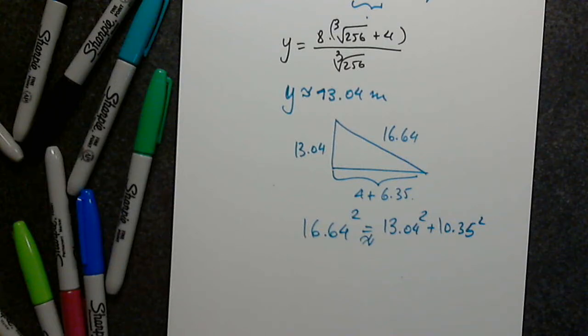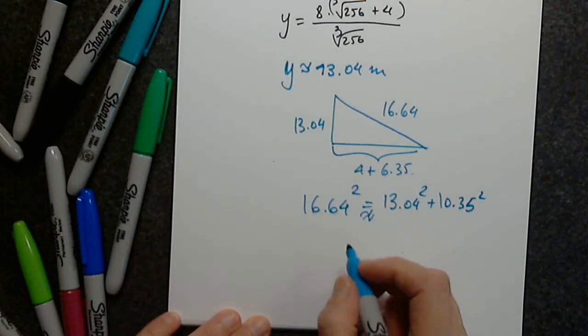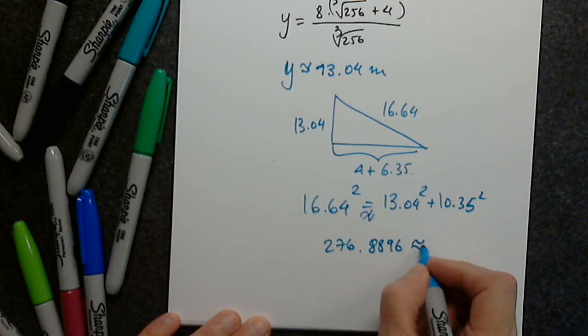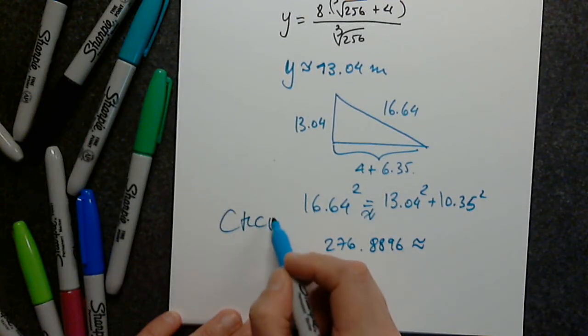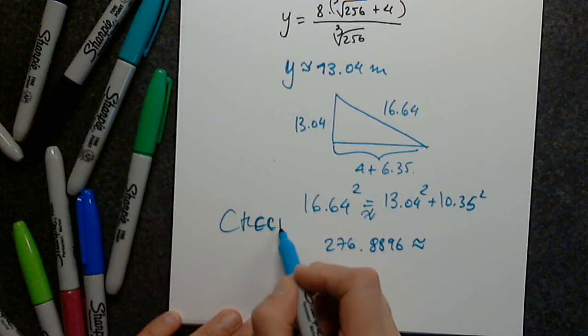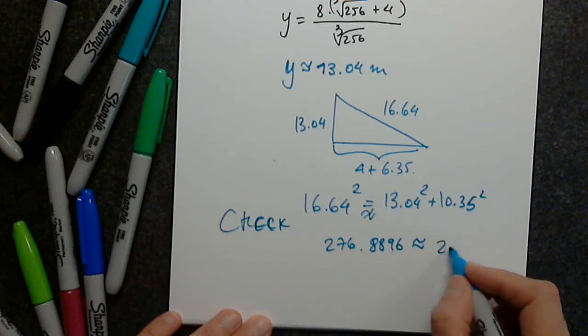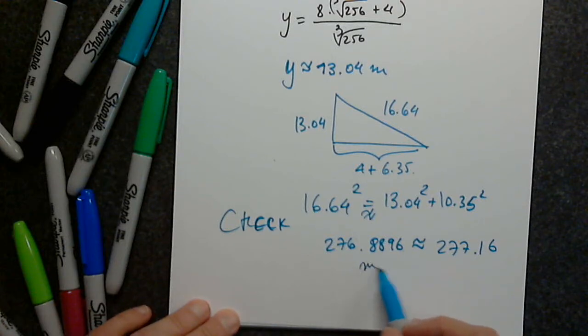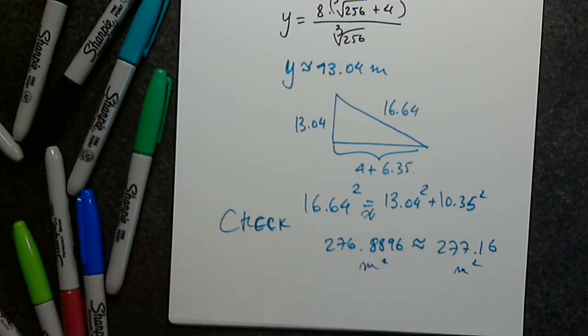Yeah, I have a 0.3 error, roughly, which is acceptable because I rounded up or I rounded down, whatever I did. But obviously I was not going to get exactly the same. So the left-hand side is 276.8896, and it's approximate. So this is to check. The other side was 277.16. And of course, this is in meters squared, because we squared.